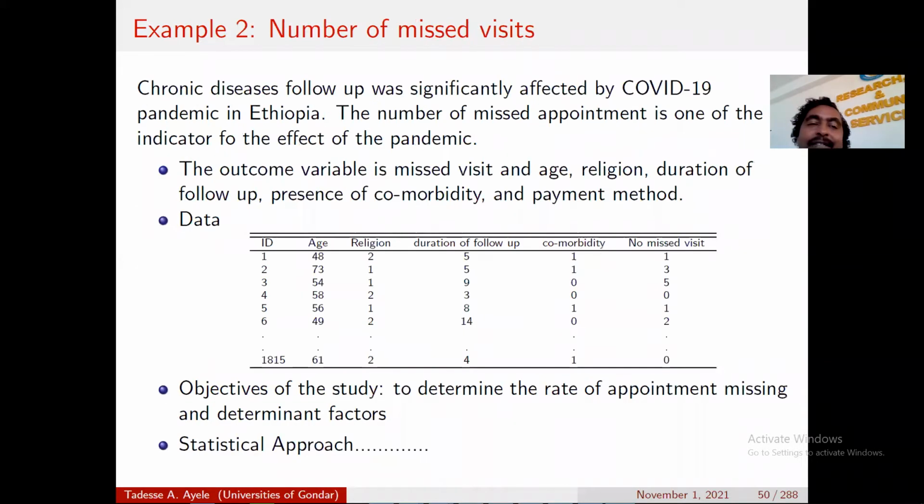The second example is chronic disease follow-up, which was significantly affected by the COVID-19 pandemic in Ethiopia. The number of missed appointments is one of the indicators for the effect of the pandemic. So the outcome variable is missed visit, and age, religion, duration of follow-up, presence of comorbidity and payment method.